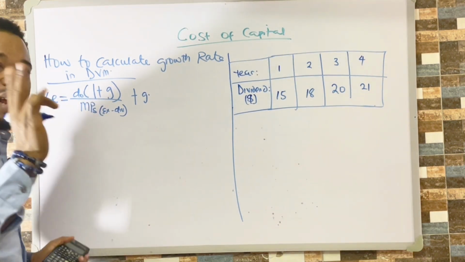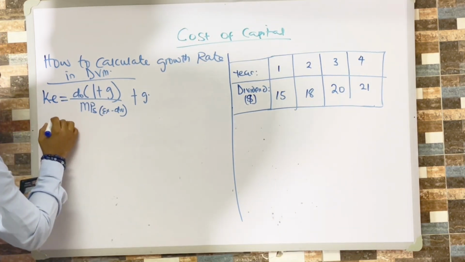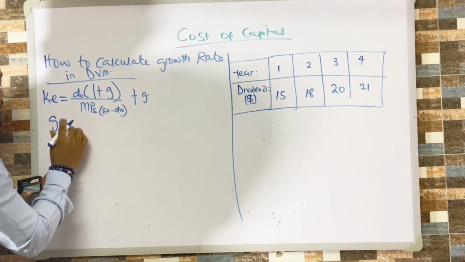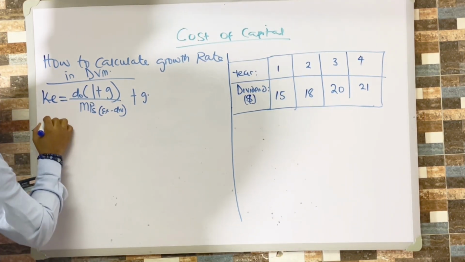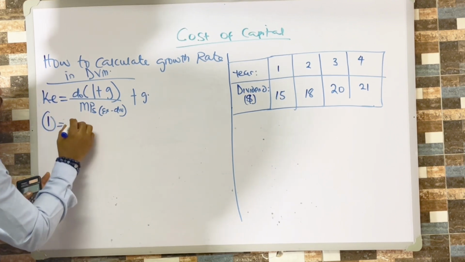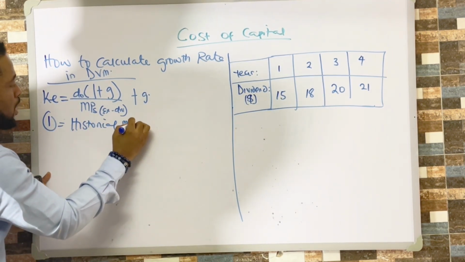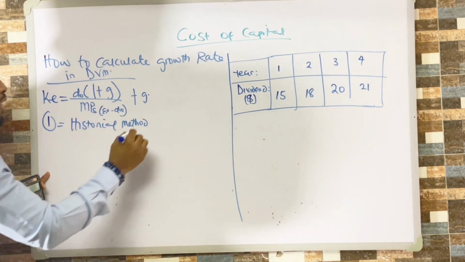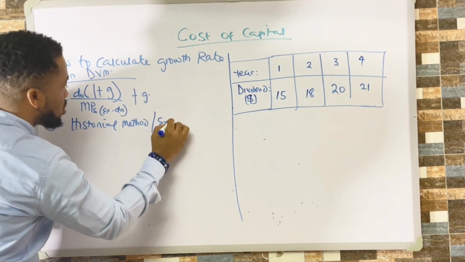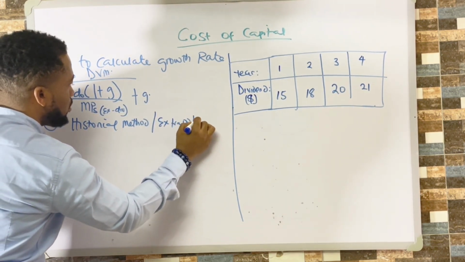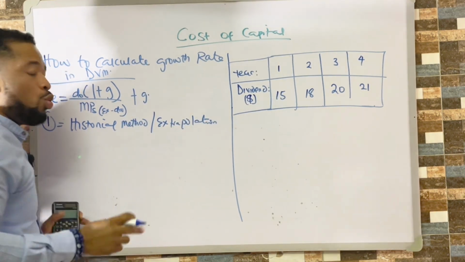Come, let me show you. There are two methods of estimating growth rate. Method 1 is the use of the historical method, or some persons call it the extrapolation method. What does this mean?